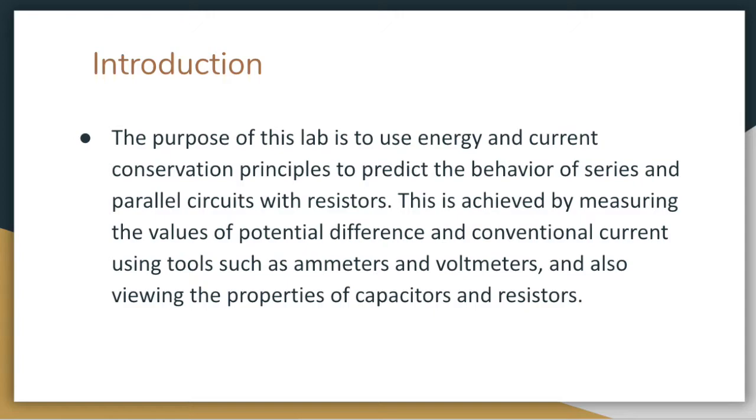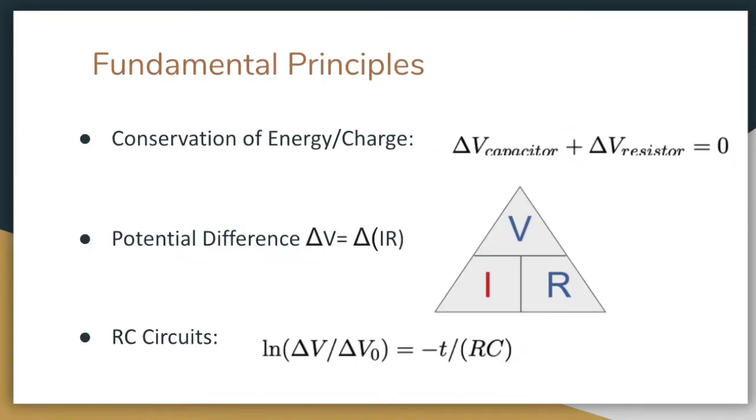To start, the purpose of this lab is to use energy and current conservation principles to predict the behavior of series and parallel circuits with resistors. This is achieved by measuring the values of potential difference and conventional current using tools such as ammeters and voltmeters, and also viewing the properties of capacitors and resistors.